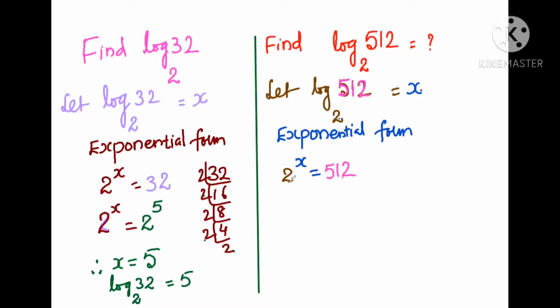Here the bases are not equal. So to make the bases equal, you have to write 512 in prime factorized exponential form. So now we have to prime factorize 512 here.